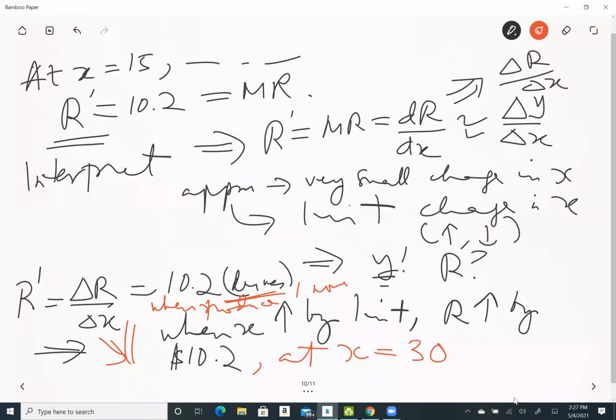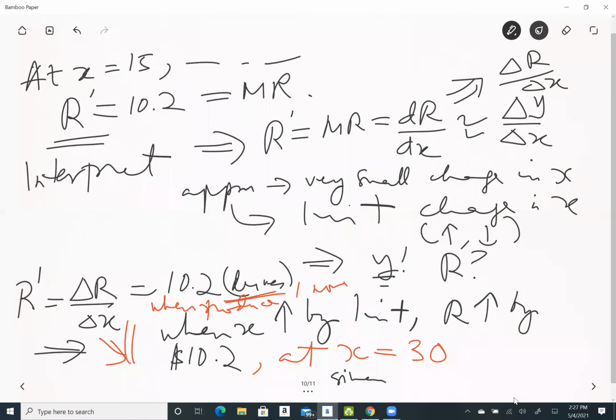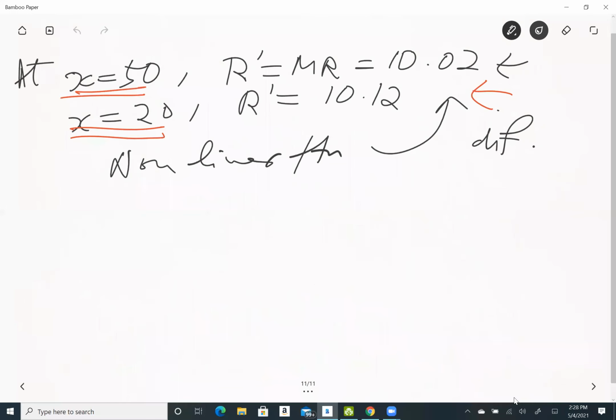So here, when X increases by 1 unit, revenue will increase by 10.2. You have to say at X equal to 30, or given current production of drives at 30 units. So you have to state the point of the derivative. All right, so let's interpret it.